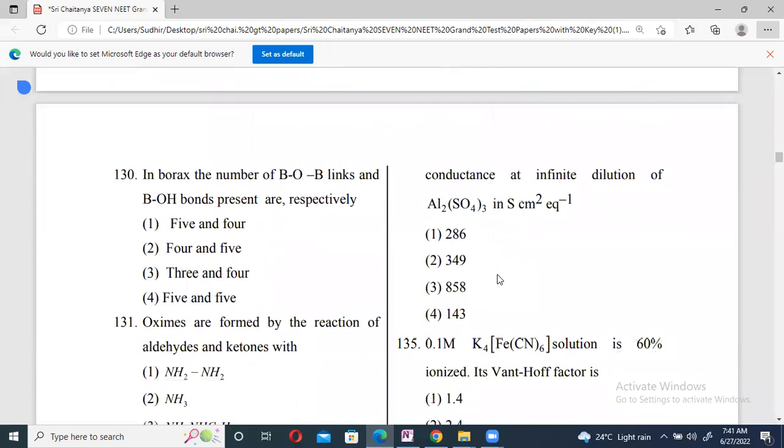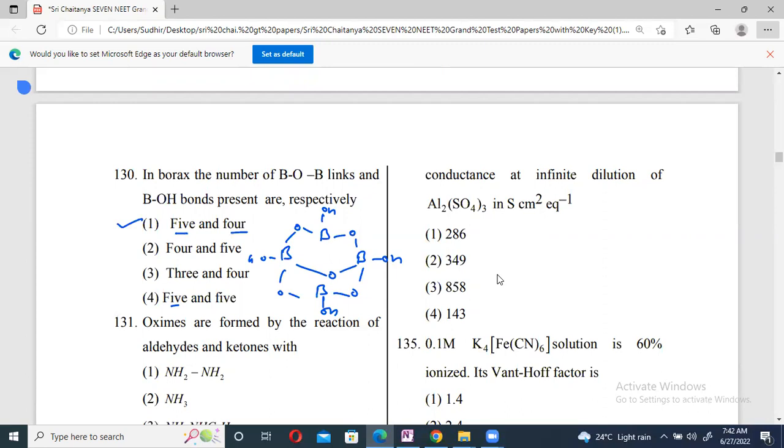Then question number 130. Beta, in borax, the number of B-O-B linkages and B-OH bonds are what? I think you know, beta. B-O-B, B-O-B, B-O-B, right? How many B-O-B linkages are there, beta? 5. So 5. How many B-OH bonds? It is 1, 2, 3, 4.